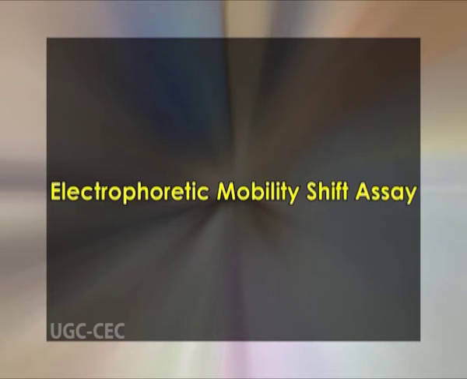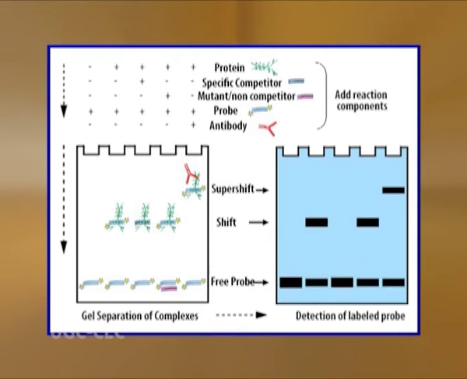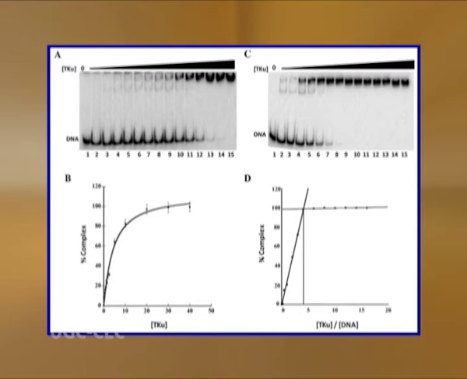Electrophoretic mobility shift assay. It relies on the fact that the electrophoretic mobility of a complex of nucleic acid and protein is less than that of the free nucleic acid. Mobility shift assays are often used for qualitative purposes. However, under appropriate conditions, they can even provide quantitative data for the determination of binding stoichiometries, affinities, and kinetics.